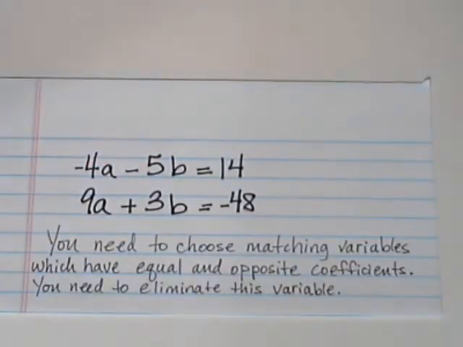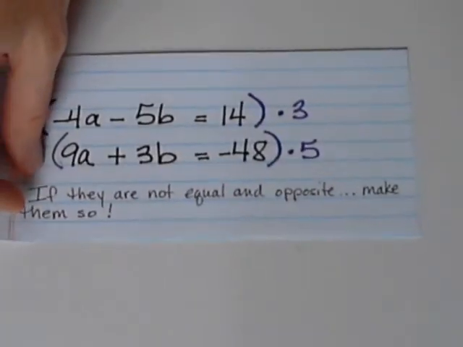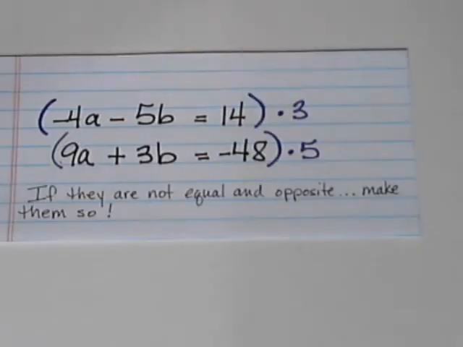terms of alphabetical order. You need to choose matching variables which have equal and opposite coefficients. You need to eliminate this variable. That is why they need to be equal and opposite. If they are not equal and opposite, you need to make them so. So this is why we have this distributive property happening here.